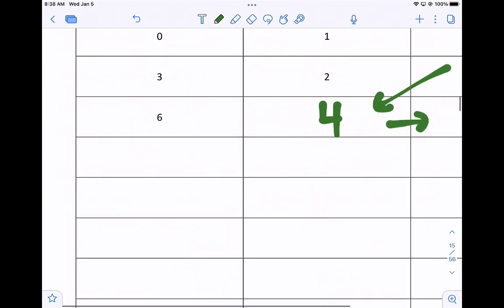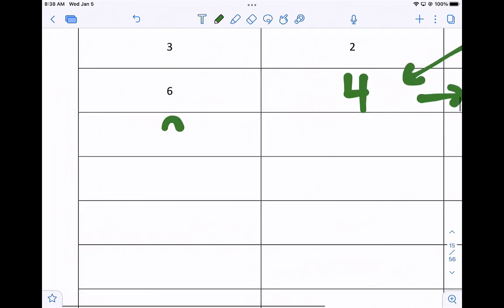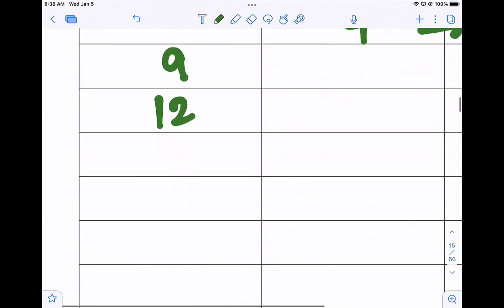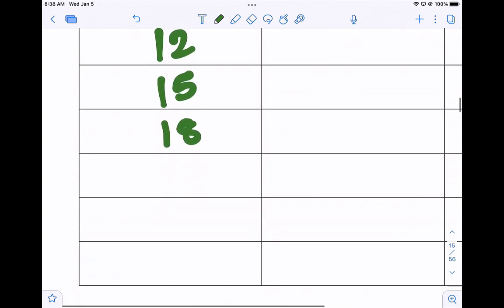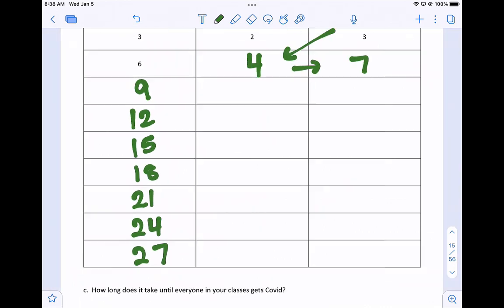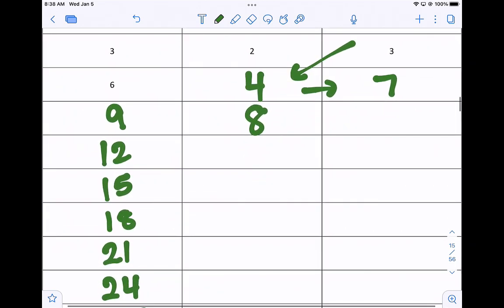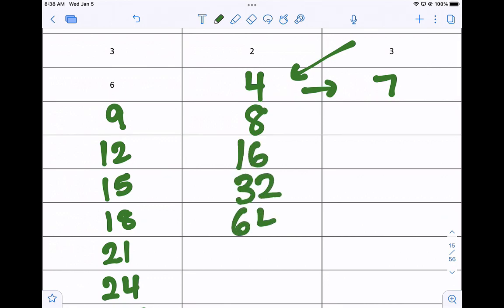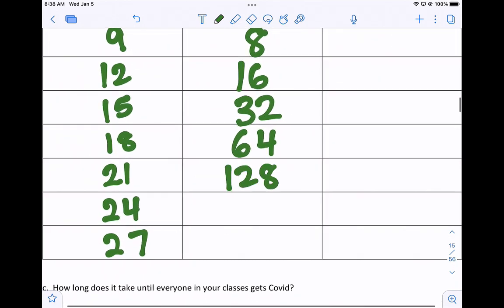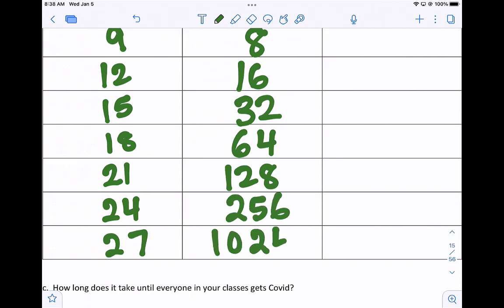And again, it's doubling every 3 days, so we can just add 3 to the first column. So we'll have 9 days, 12 days, 15, 18, 21, 24, and 27. So this is every 3 days. The number of cases doubles, so let's just double this number, 8. If you double 8, you get 16, 32, 64, 128, 256, and, nope, that's not right, 512.